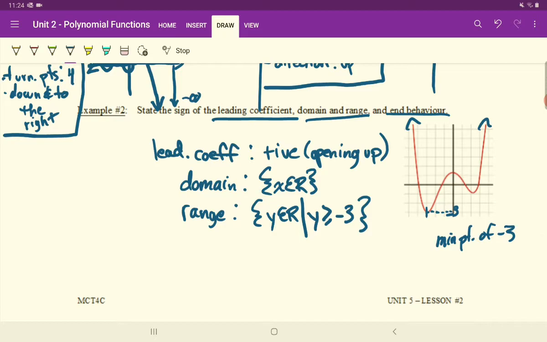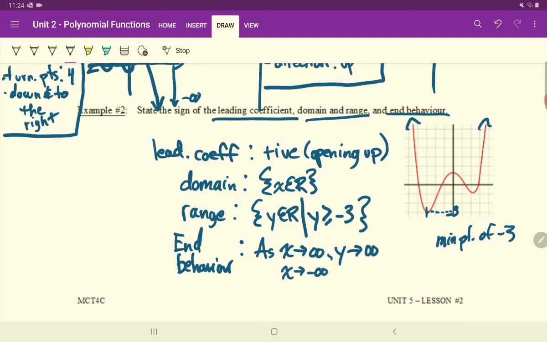Okay, now our end behavior. It's going to be just like the question above. As x approaches infinity, y also approaches positive infinity. And as x approaches negative infinity, y approaches positive infinity again. They have the same end behaviors. It's an even degree polynomial. And that's really what we should say about this, is that it's an even degree polynomial.